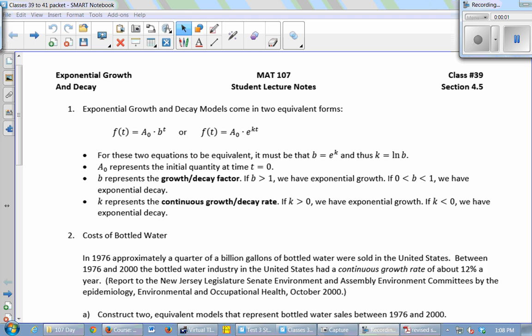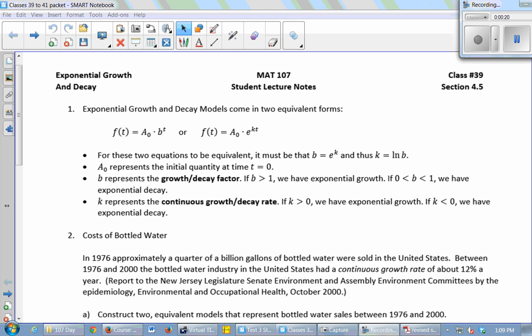We're going to talk about exponential growth and decay a bit more today. So we've already talked about exponential growth and decay. Today we're going to use it to model real life things. Exponential growth and decay models come in two equivalent forms. You can either do a naught times b to the t or a naught times e to the kt.